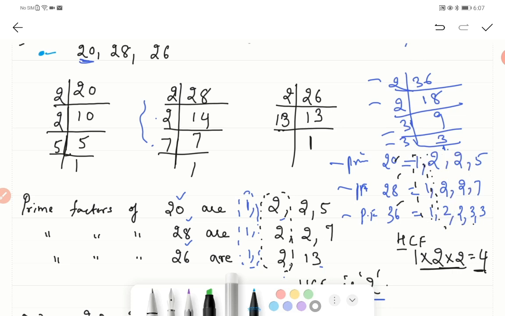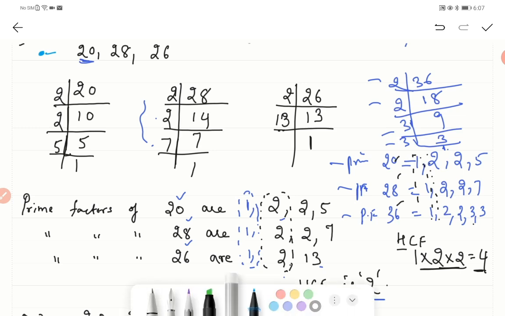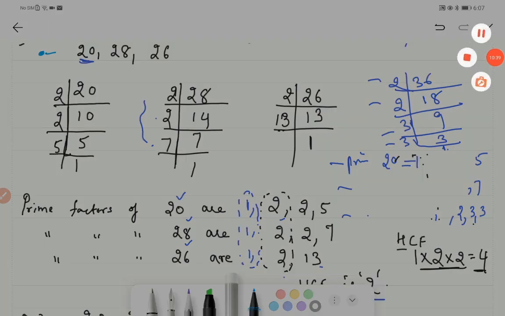We can do more and more problems in our live session, that is the Zoom meeting, so that it will be very clear how to get your highest common factor. This prime factorization method is very important. Just do many problems, keep practicing. All right, so I think today we can stop here.